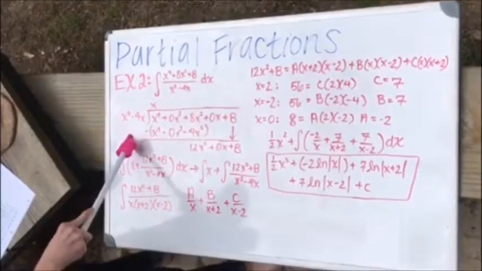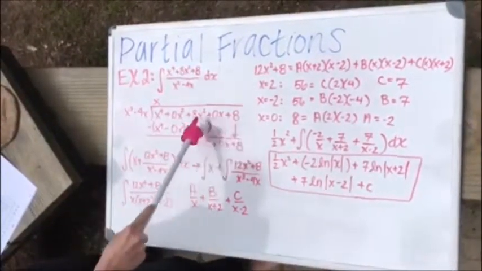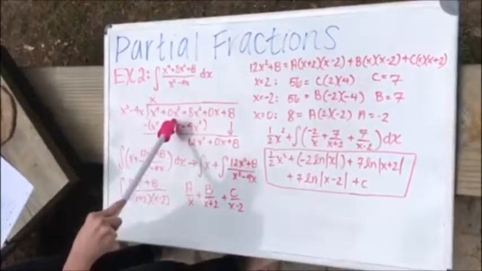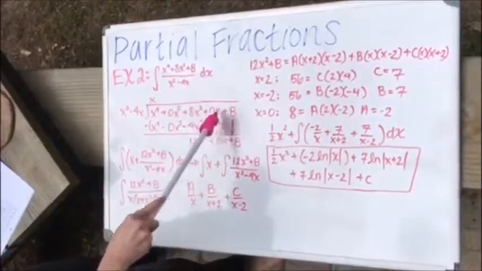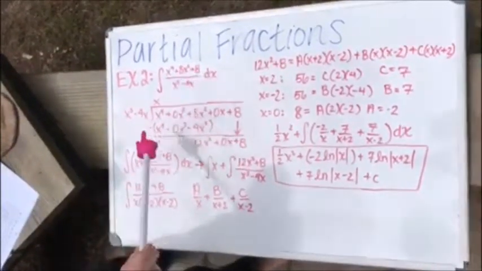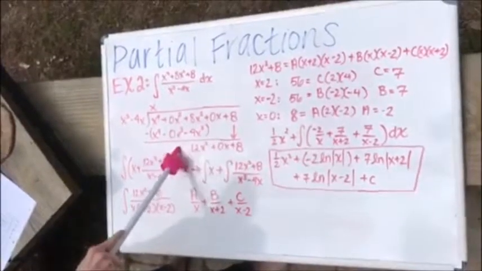And so we do that by writing it out here, and I put in placeholders for the x cubed and the x, because we don't have those in our original, but we need to consider them when we're doing long division.